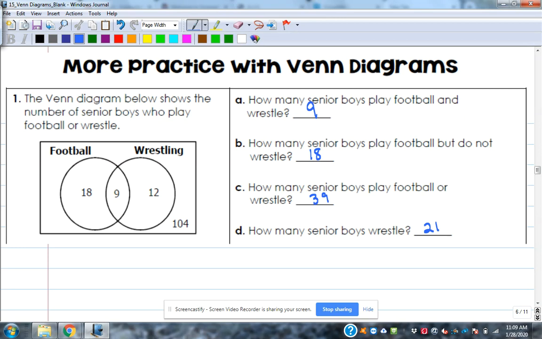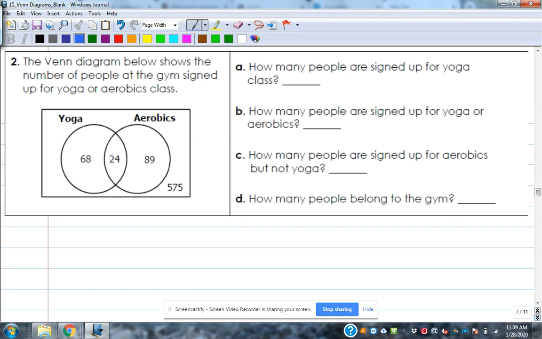What's this 104 out here outside of the circles? It's senior boys who don't do either of those things. The entire senior boys group would be the 104, the 18, the 9, and the 12. So if it's outside of the circles, that means it's not part of those groups. It's kind of a separate group. The big box is the whole senior boys group, and 104 people don't play football or wrestle. And then you've got the football players, the wrestlers, and those that do both in the middle, which is how the Venn diagrams are written.